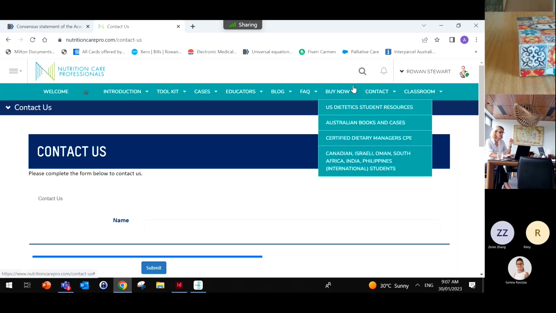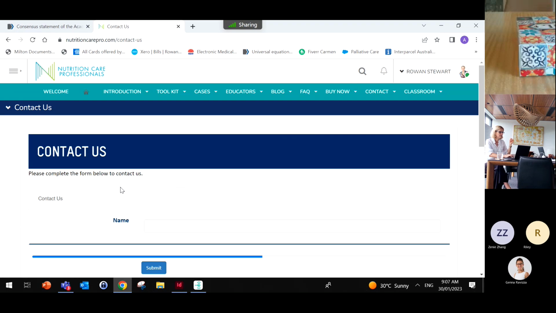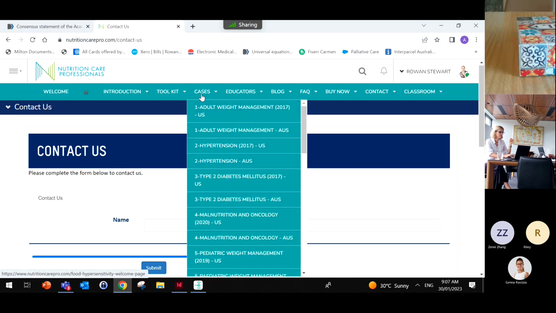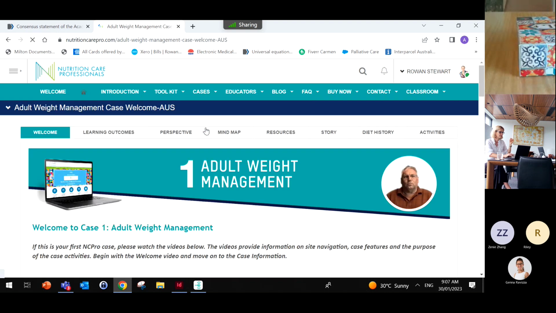Alrighty, so we'll go into the adult weight management case. All of the cases that we have on the Nutrition Care Pro website are laid out in the same way. They are comprised of the same components mainly. Some of them have additional components like an electronic health record or a home health record, but by and large, this is what you're going to see when you land on one of the case studies.